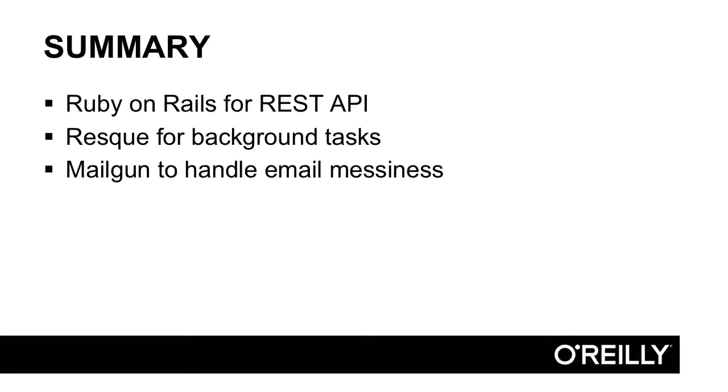So to summarize, we have a Rails server that implements a REST API and enqueues background tasks. We have code for a background task worker, which handles long-running processes and ships emails to Mailgun for delivery. In the next video, we'll start this service up in our development environment.